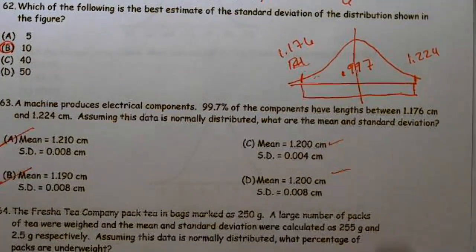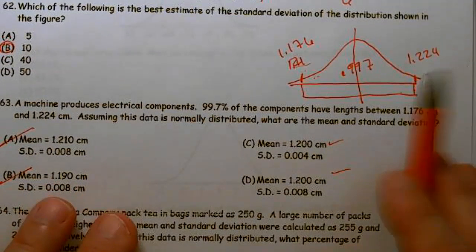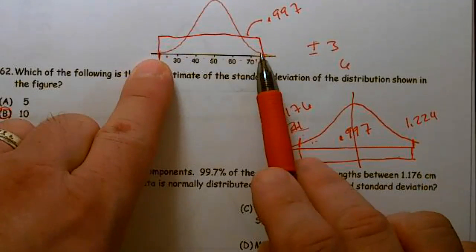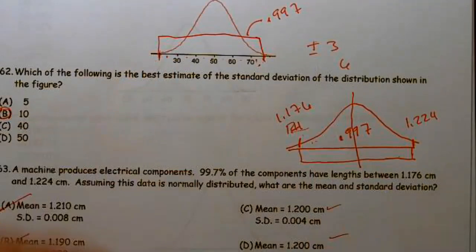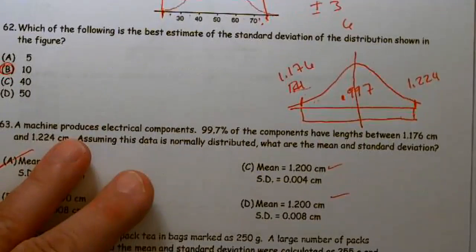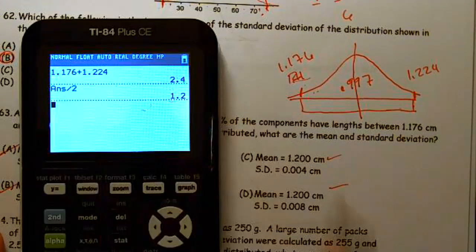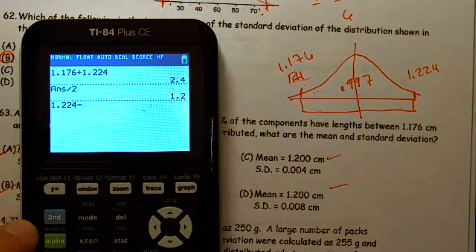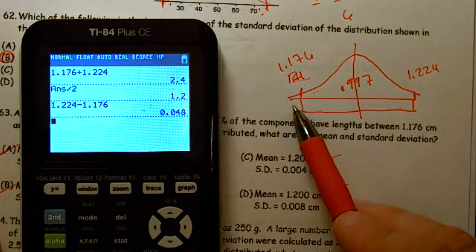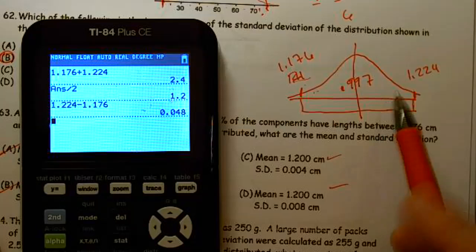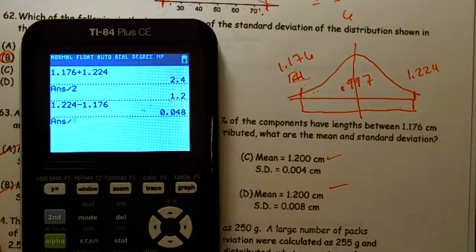So at that point, I need to figure out how I am going to find the standard deviation. Well, up above, we talked about the fact that if it's 99.7, that's plus or minus 3. So I need to have 6 standard deviations between them. So let's take 1.224 and subtract the lowest, 1.176. From the lowest to the highest, it's spread out 0.048. But we have to divide that by 6 for the plus or minus 3.